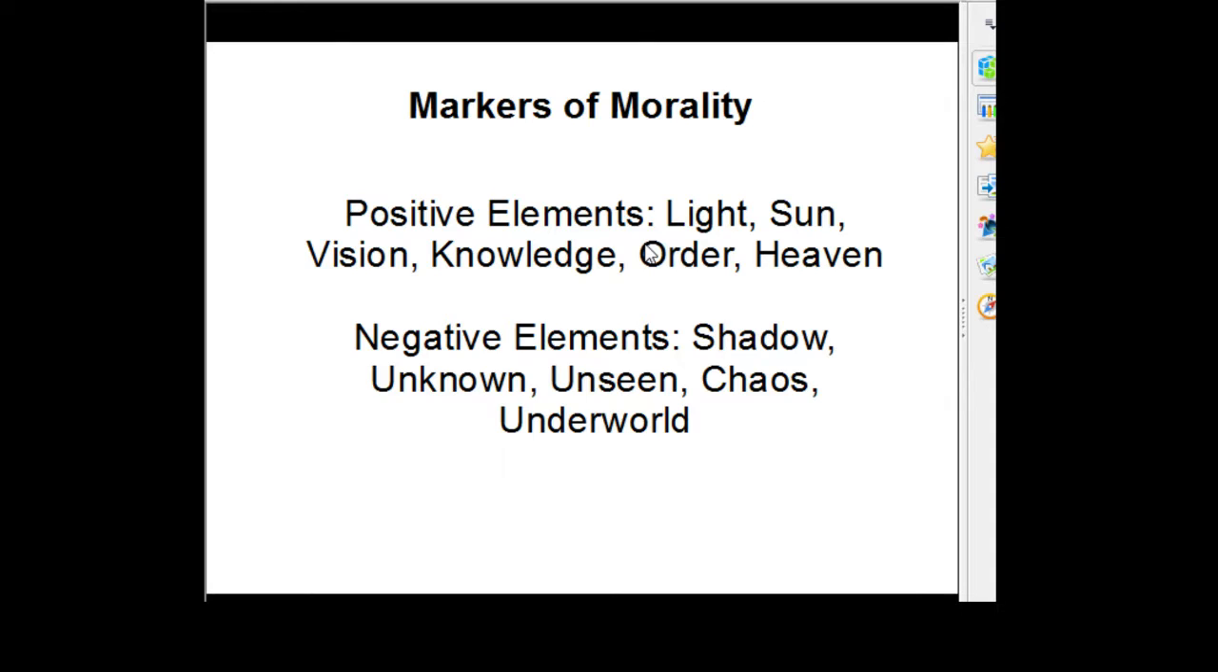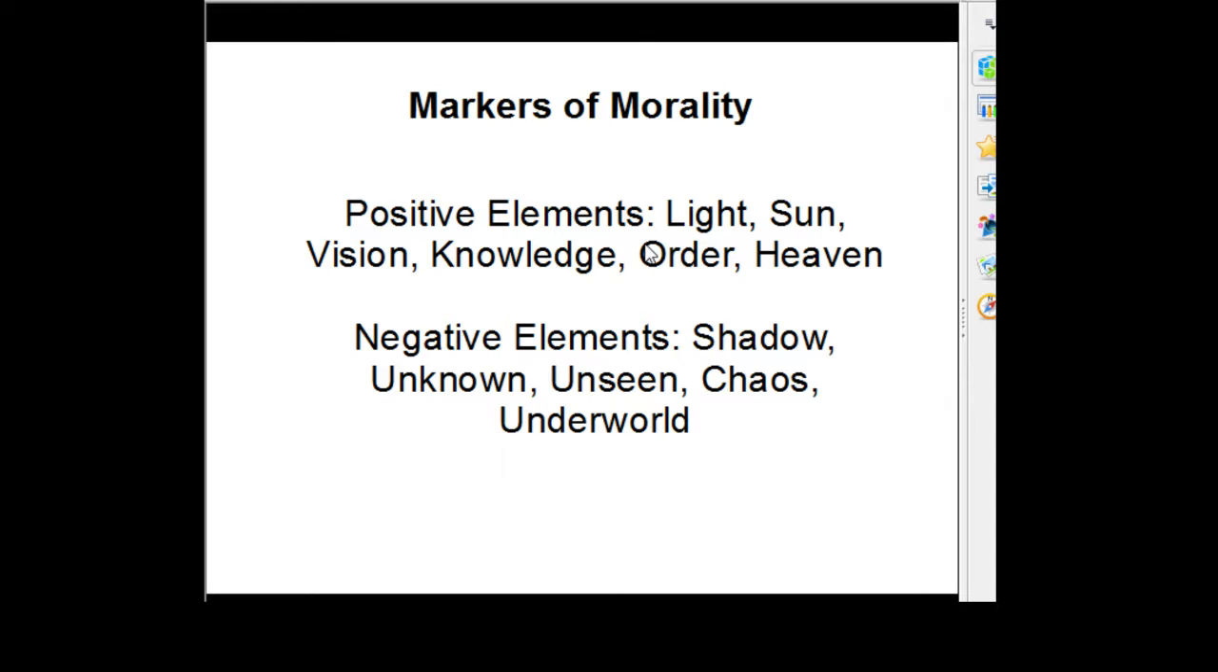So, how do we know who is good and who is bad based on this mythological structure? Well, we can look at a set of elements, the positive elements and the negative elements. And when we associate particular characters, or when Shakespeare associates particular characters with these things, then we can know, okay, this is a good character, a moral character. And when we associate characters with the negative elements, then we know that they are the immoral characters.